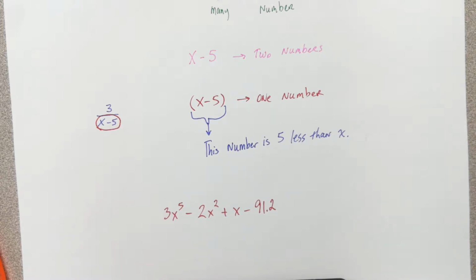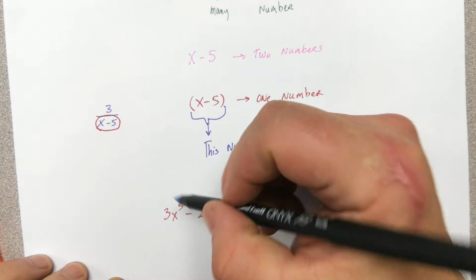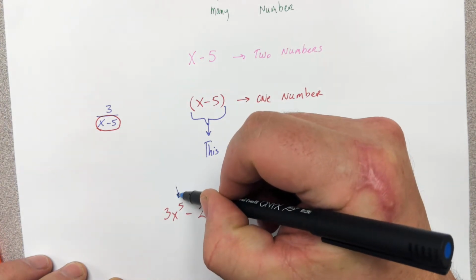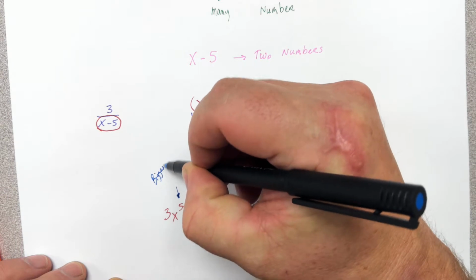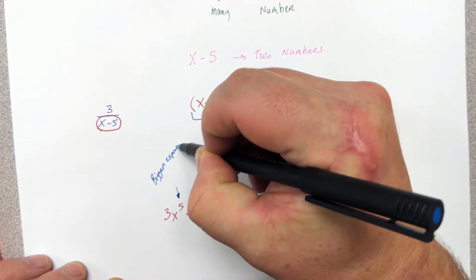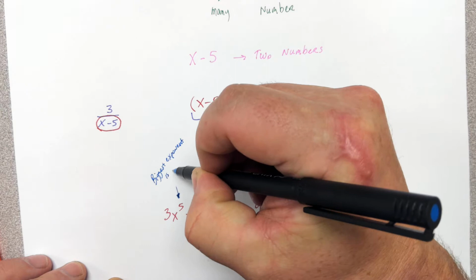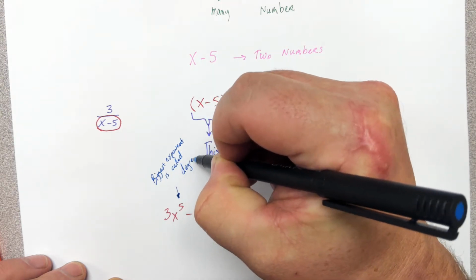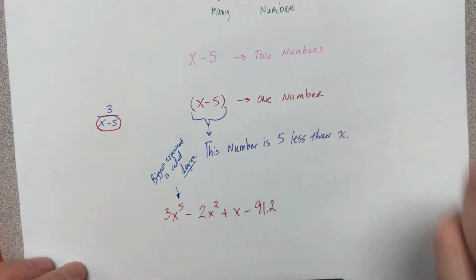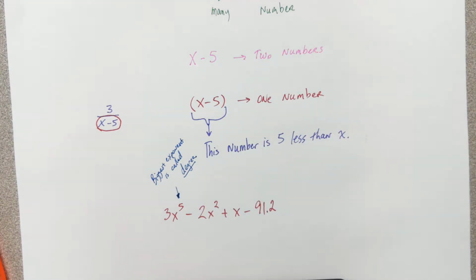But here's the things you do have to know about it. The biggest exponent, you see the biggest exponent is 5. The biggest exponent is called the degree. There's a more complicated definition for degree than that also, but we don't need to know it for now.